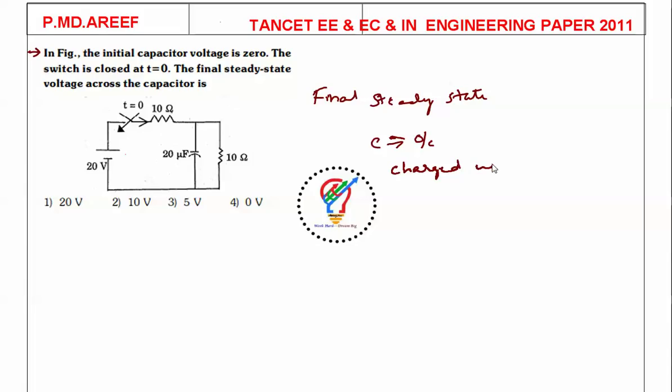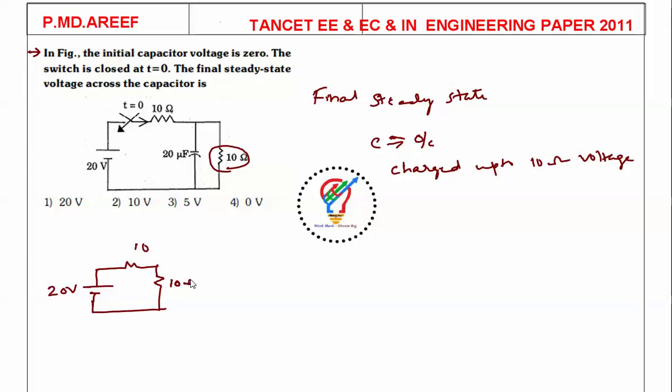The capacitor is charged up to how much? The voltage across the 10 ohm resistance. Now I will draw the equivalent circuit during steady state of this network. The source is 20 volts, the capacitor is open circuited so I will not draw it, and there are 10 ohms here and 10 ohms here. Now I need to find the voltage across the capacitor, so we'll take VC of infinity during steady state.